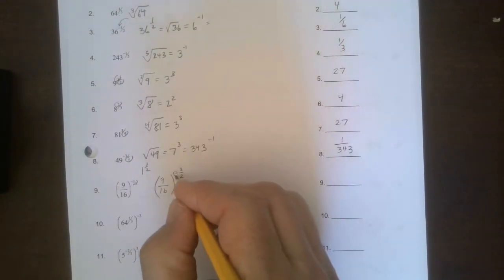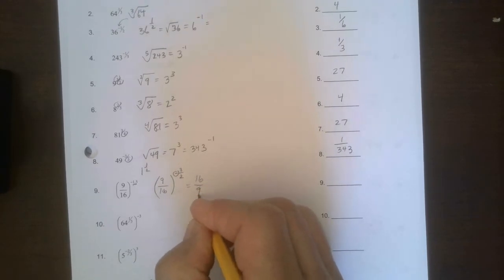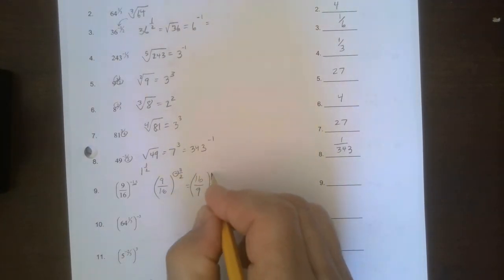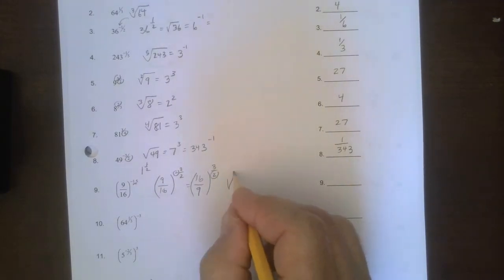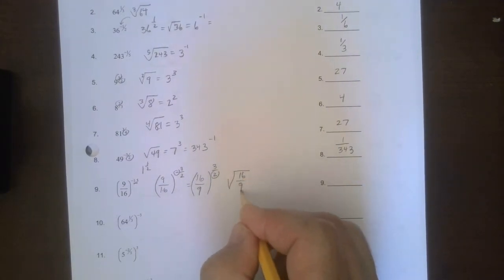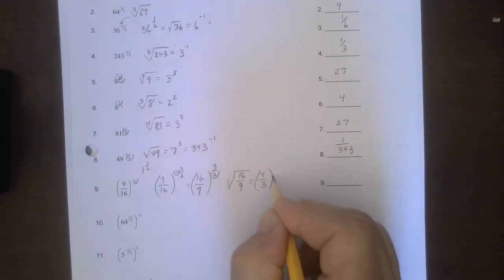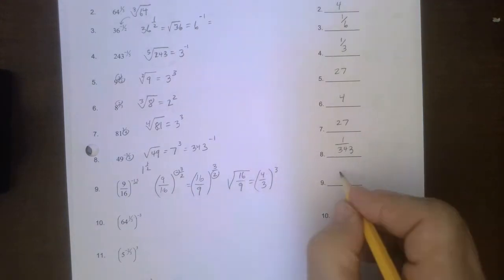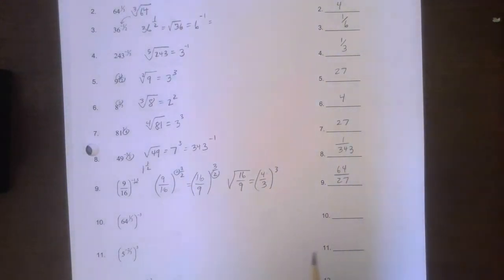Now I'm actually going to do this first because this is a fraction. It just makes sense to flip it right now. And then we're to the 3/2 power. So what I'm going to do is obey that first. So it's the square root of 16/9, which is 4/3. And then we just have to cube it all. 4 cubed is 64. 3 cubed is 27.